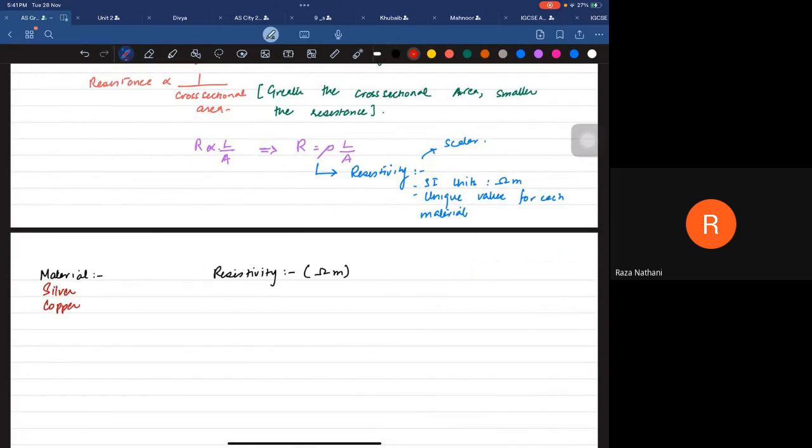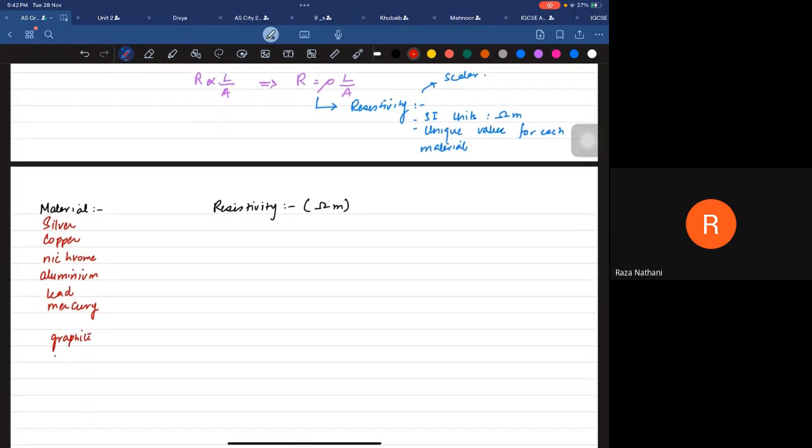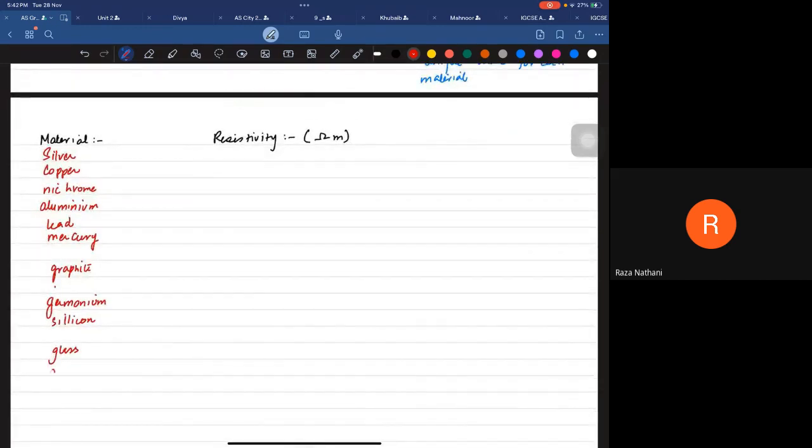silver, copper, nichrome, aluminum, lead, mercury. Then we're going to learn about graphite. We're going to learn about germanium. We're going to learn about silicon. And then comes the insulators like glass, quartz, etc. So all these that are metals, we have 10 raised to minus 8 in ohm meters.